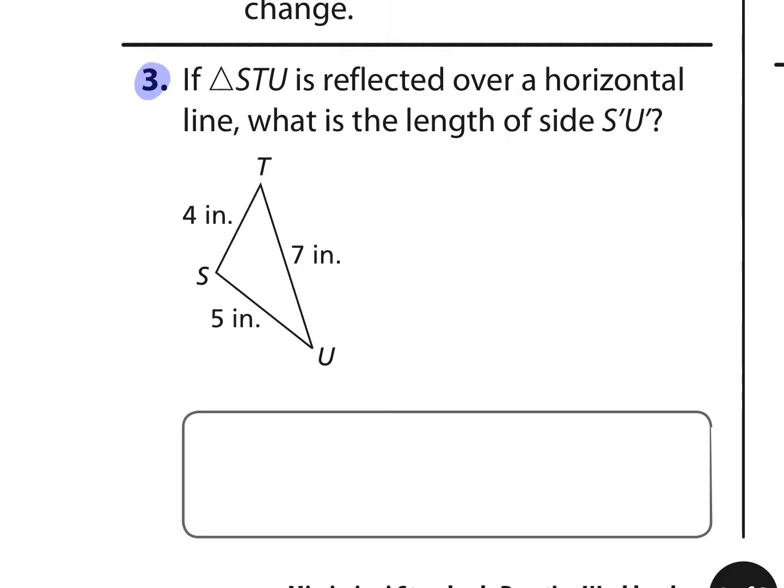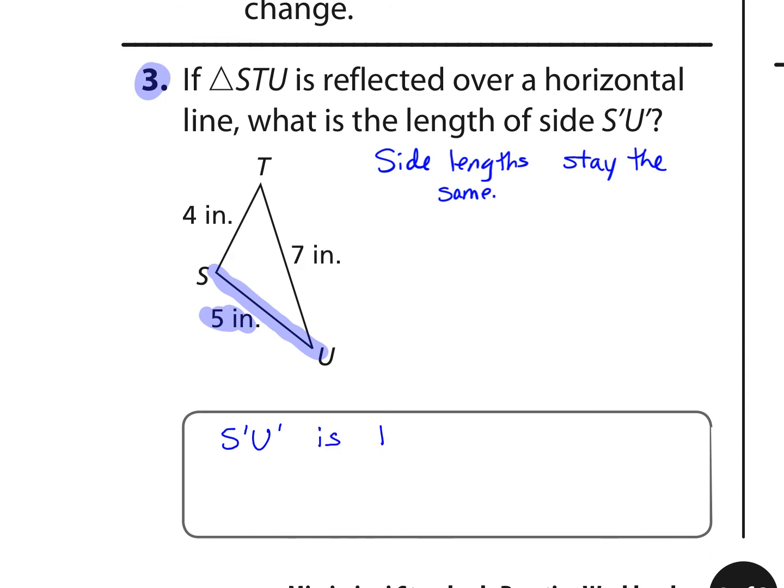Number 3, if triangle STU is reflected over a horizontal line, what's the length of side S prime U prime? Well, remember, side lengths stay the same. They don't change. These problems are very simple to answer because they do not change. All it's asking you is to recognize that. So side SU was 5 inches. So side S prime U prime is also 5 inches.